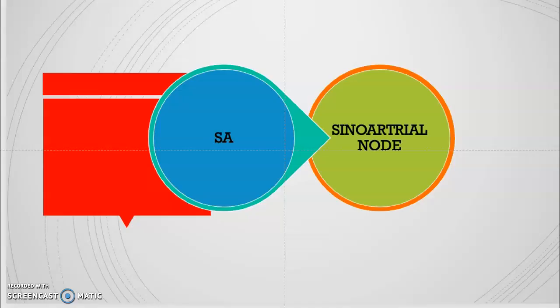SA stands for sinoatrial node. So a lot of times when you're taking A&P 1, anatomy and physiology, you'll see this word SA node. The sinoatrial node is the node where all the electrical activity is initiated in the heart.